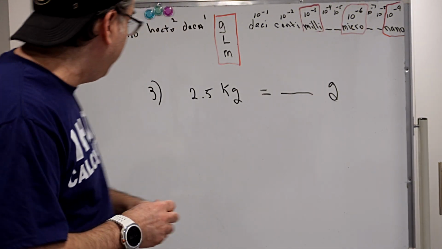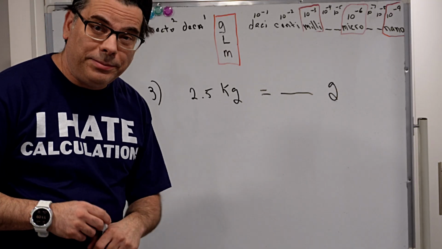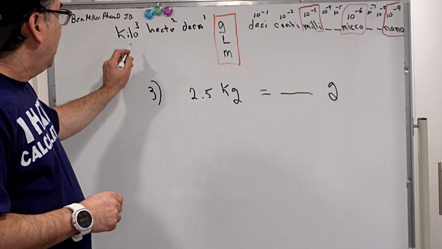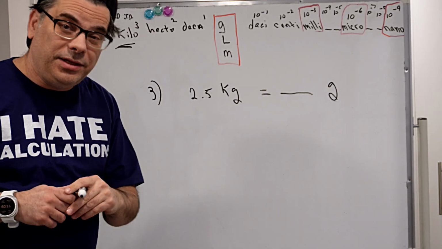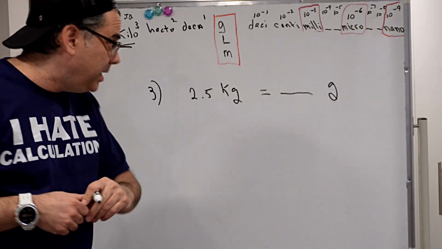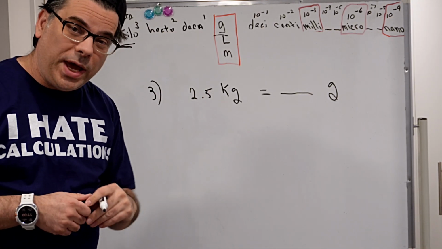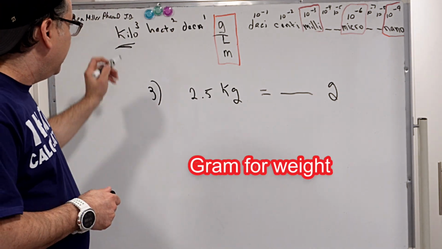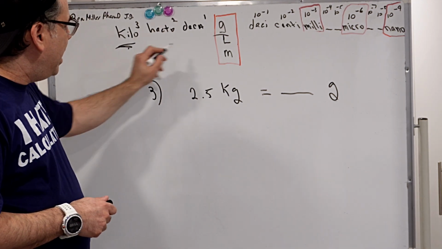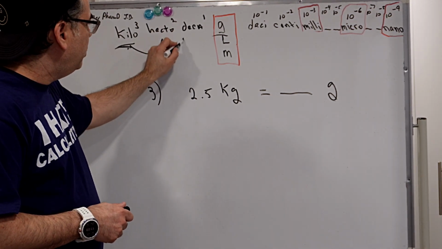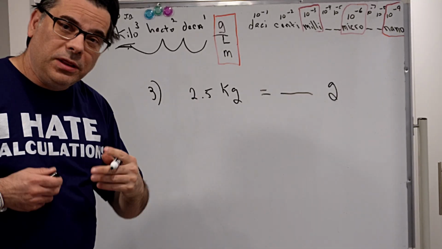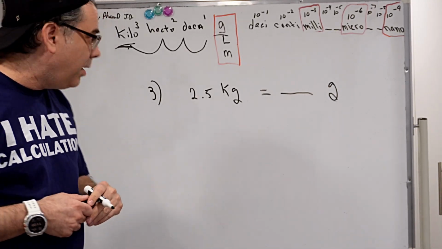Alright, we got question number 3. 2.5 kilograms to grams. Kilo is over here. It's 10 to the plus 3. And we want to go to gram. Gram is one of your base units for weight. So we go from kilogram to gram, 1, 2, 3. So remember, look at the chart. Where are you on the chart?